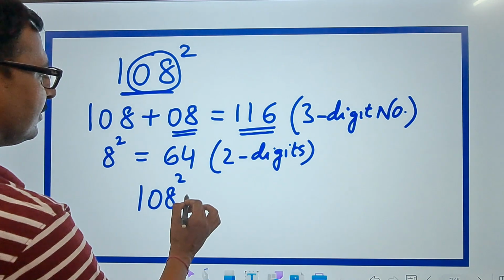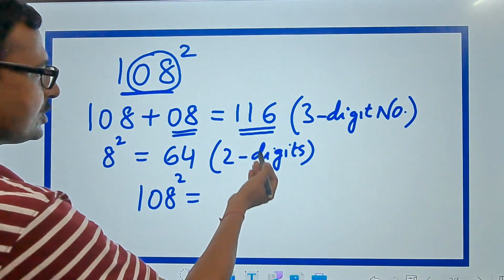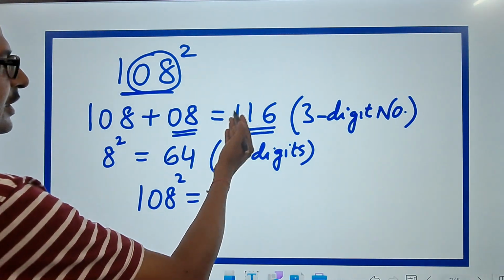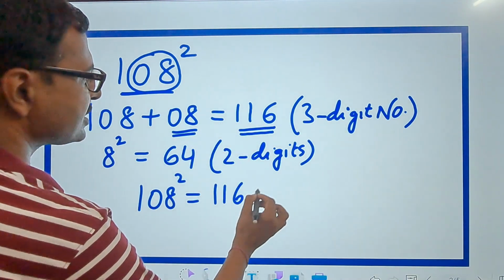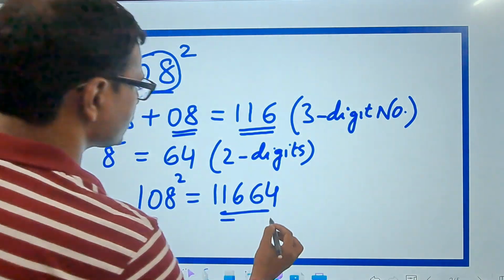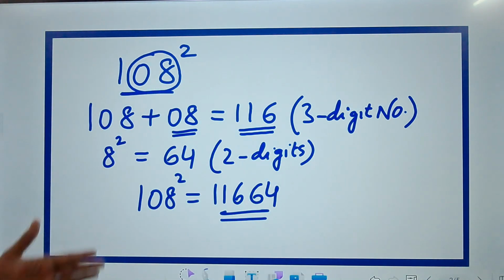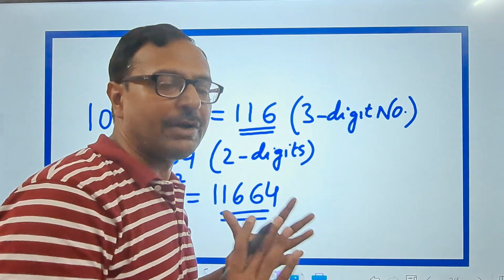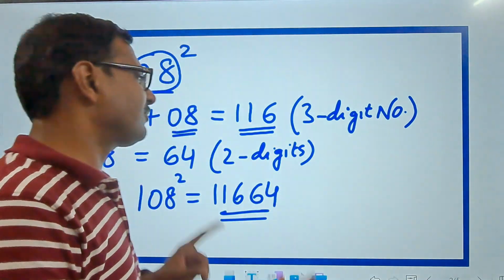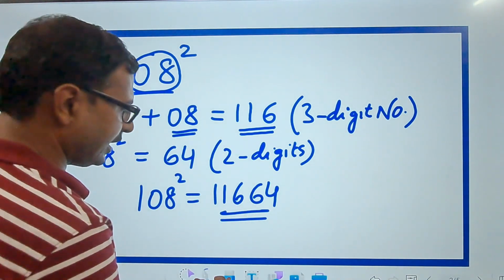That's pretty easy now, because 3 digits and 2 digits, they are not different. Here we have a 3-digit number, and here you have a 2-digit number. So 116 64 gets me the square of 108. That's pretty easy, and I know most of you would get it right when you solve it for the first time. Let's take one more example and understand this in a better way.